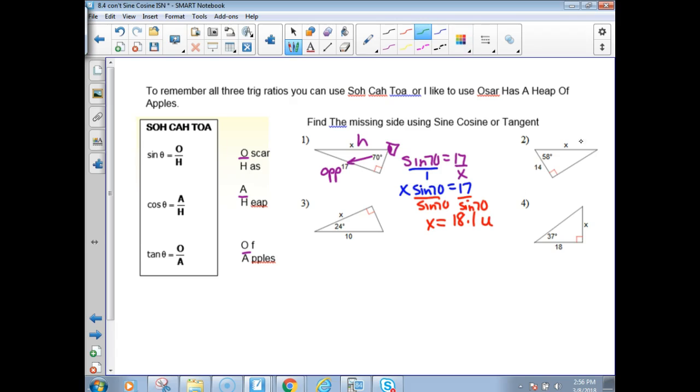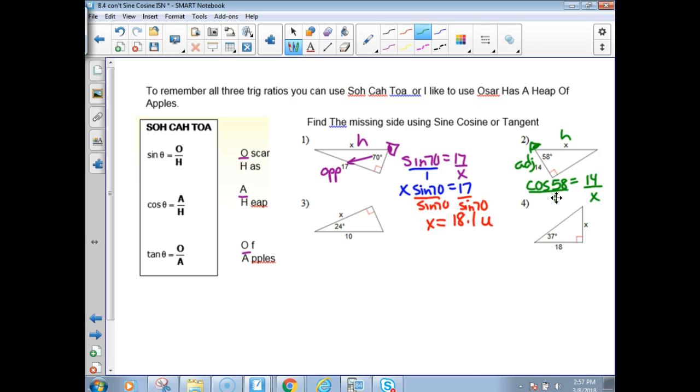Now, number 2 is different. If you're coming from the 58 degrees, looking out, I don't see anything across from the angle. So then I look next to it, and that would be your adjacent leg. The side across from the 90 is always the hypotenuse. So adjacent and hypotenuse tells me on this one to use the cosine. So that's going to be the cosine of 58 equals adjacent 14 over hypotenuse x. We're going to have to divide on this one too.